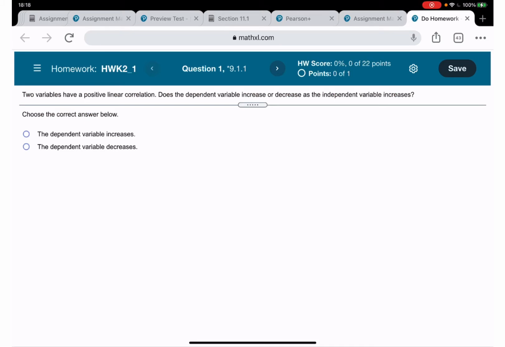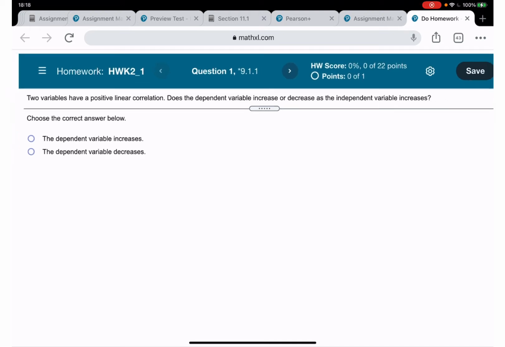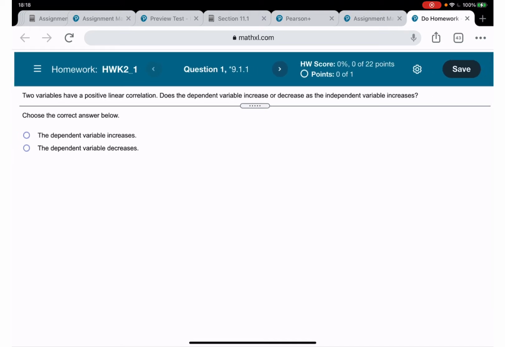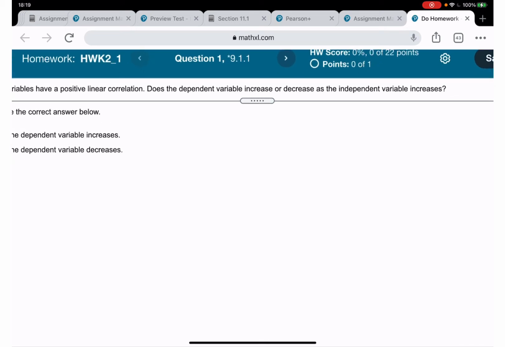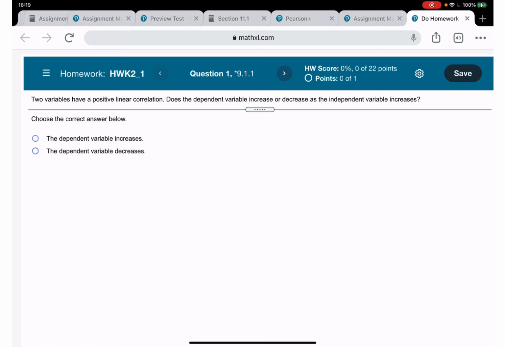Okay, let's start working on assignments. Two variables have a positive linear correlation. Does the dependent variable increase or decrease as the independent variable increases? So choose the correct answer. Dependent variable increase or decrease as independent increases?